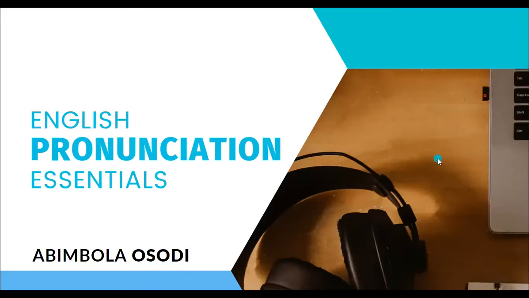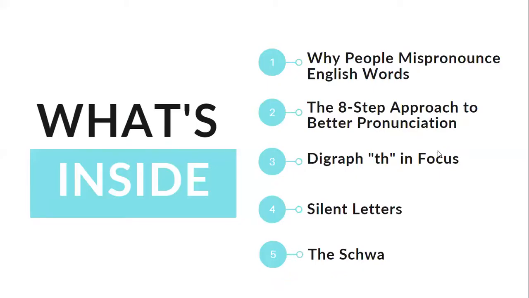Now, if you are going to say anything correctly in English language or in any language, or if you're going to correct anything that you think is wrong, then you need to know exactly where the issue is. And that's why the very first thing we'll talk about in this course is why people mispronounce English words, or let me say, why you mispronounce English words.